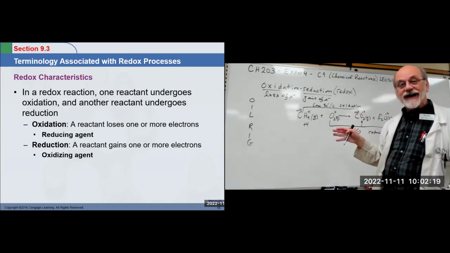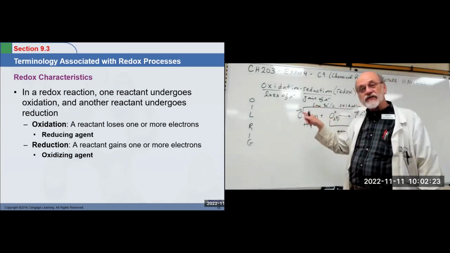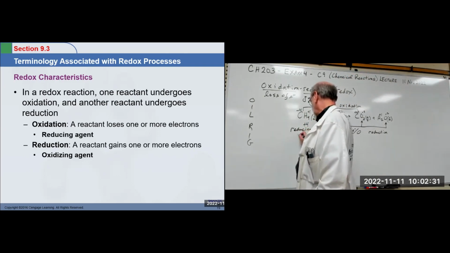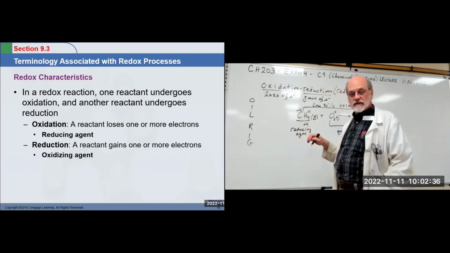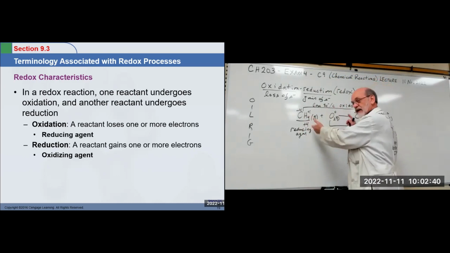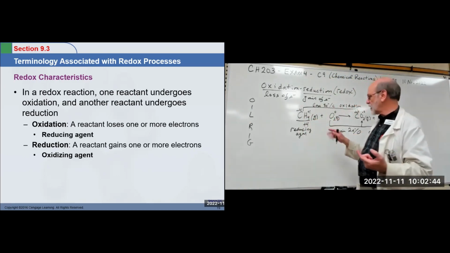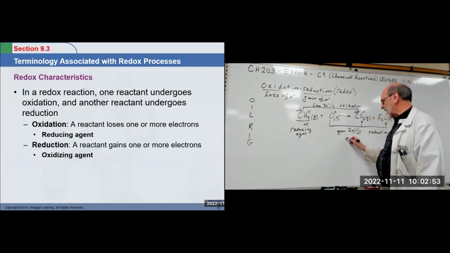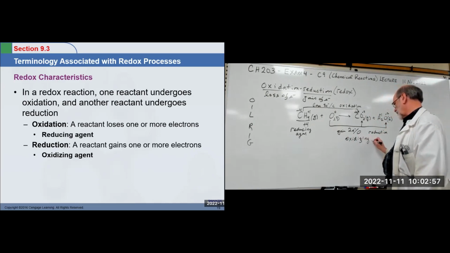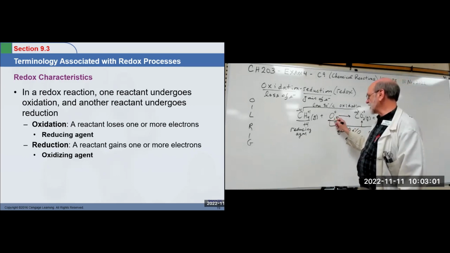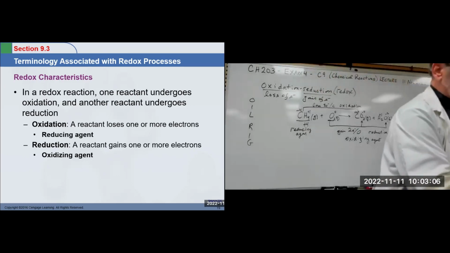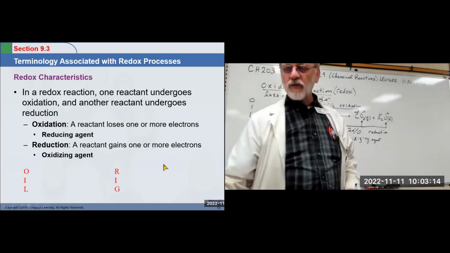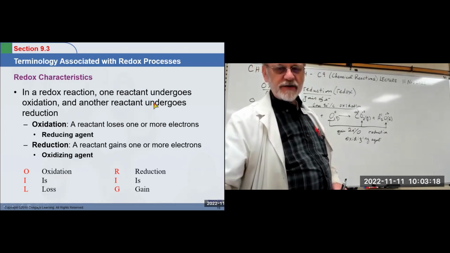Okay, so oxidation and reduction have been defined. Now, whatever is oxidized is a reducing agent. Right? So that's a reducing agent. And all you have to say is, if it is oxidized, it's a reducing agent because it provides electrons for the reduction of the other element. And if it's reduced, it's an oxidizing agent. Okay, that's an oxidizing agent. Oh, and there's your oil rig. Oxidation is loss, reduction is gain.